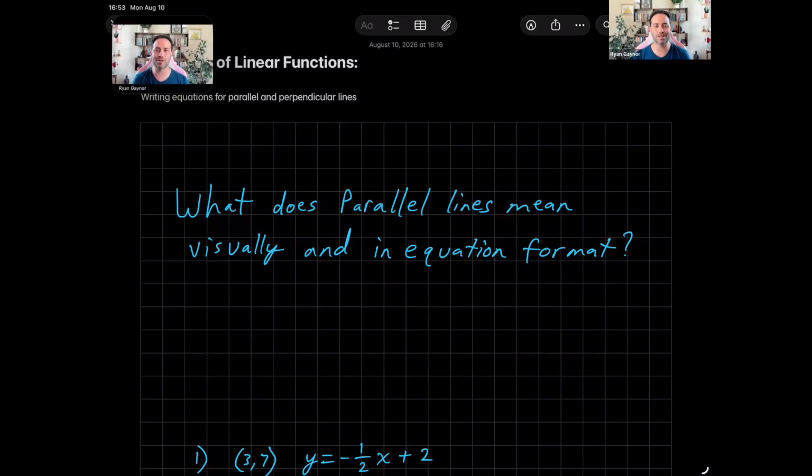Alright, today we're working on equations of linear functions, writing equations for parallel lines and for perpendicular lines. Alright, let's dive into it.